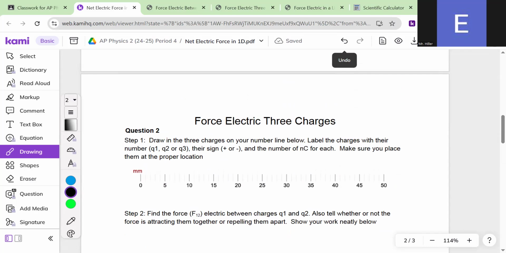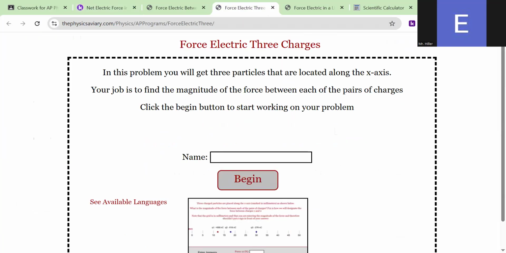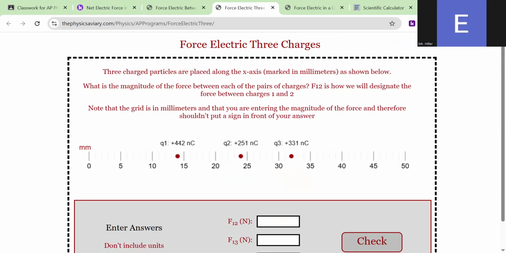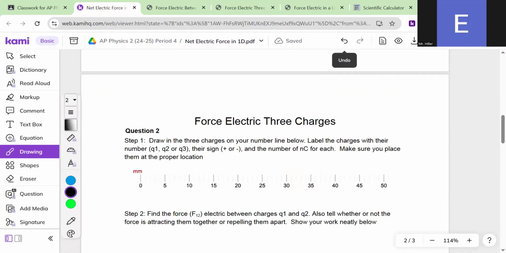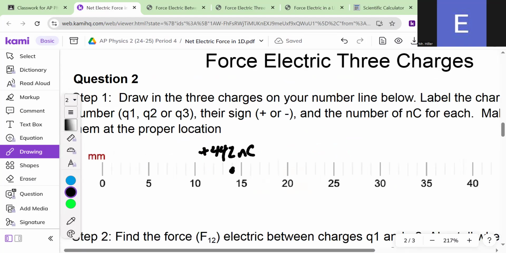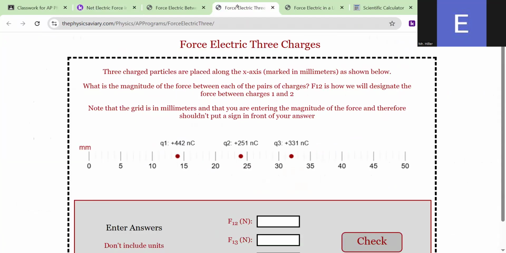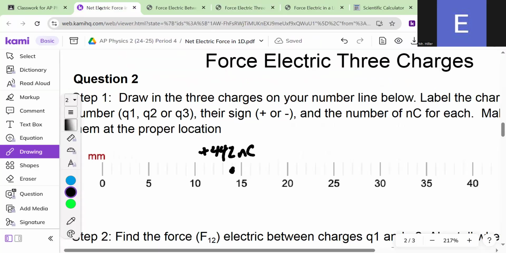First, let's label. Open up your program and let's begin. So my Q1 is 442 nanocoulombs at 14. And my Q2 is 251 at 24.